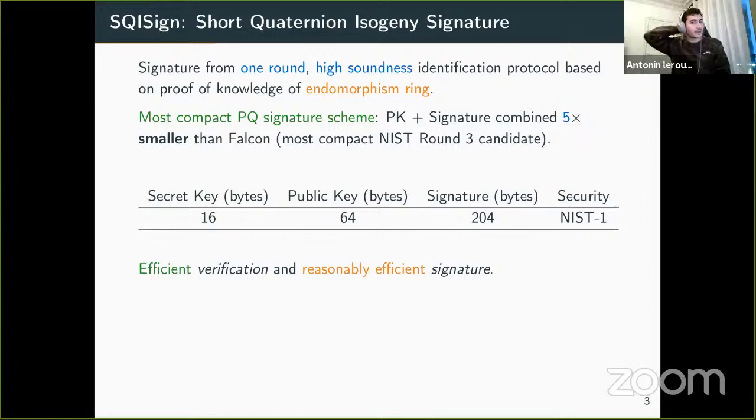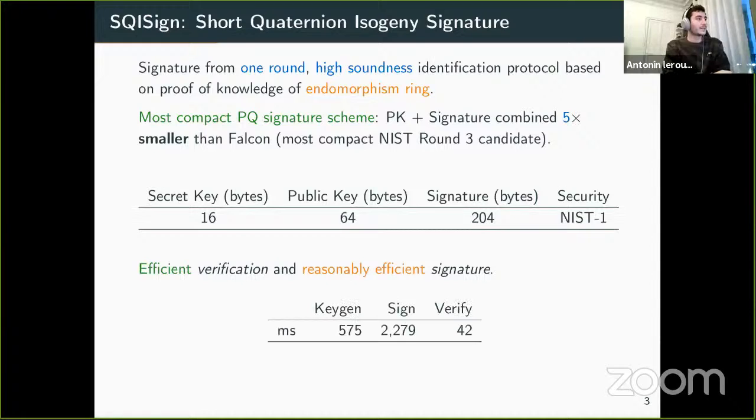We made an implementation of this scheme in C and PARI/GP, and we obtained quite efficient verification and reasonably efficient signature. Before you're surprised by the times I'm going to give, just know that I put myself in the position of an isogeny-based cryptographer, and we are the kind of people who consider a scheme efficient if it runs in a few milliseconds and reasonably efficient in a few seconds. So we actually obtain a protocol that can sign a message in 2 seconds and verify it in 40 milliseconds.